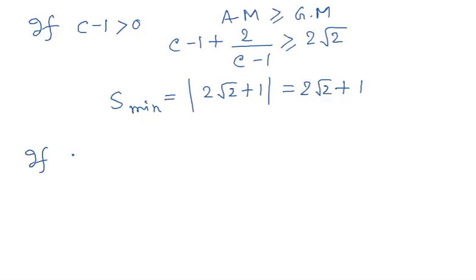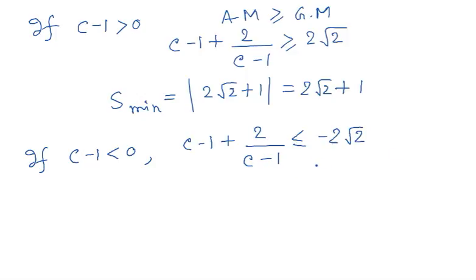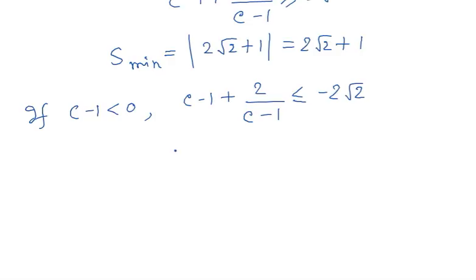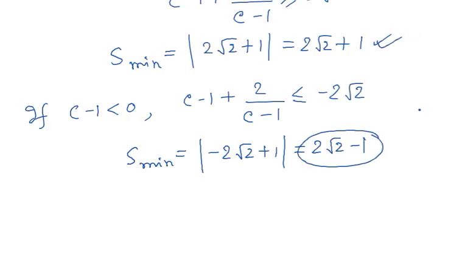And another case will be when c minus 1 is less than 0. In that case we know that c minus 1 plus 2 by c minus 1 will come out to be less than equal to minus 2 root 2, again using the AM GM inequality, but after reversing the sign of c minus 1. Okay, so when c minus 1 is less than 0, then c minus 1 plus 2 by c minus 1 is less than equal to minus 2 root 2. So in that case we can see that S minimum, the absolute value, is coming out to be modulus of minus 2 root 2 plus 1. So in the process we are getting a value that is 2 root 2 minus 1, which is even lesser than this particular value.